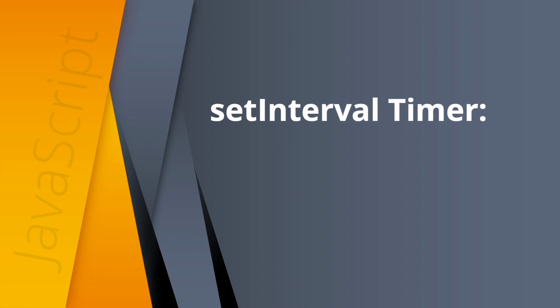Set interval timer. JavaScript timers come in two flavors: set interval and set timeout. We use set interval to execute code every so often, and a second one, for example, to use set timeout to delay execution of our code. Don't run the code until 5 seconds have passed. The timer we'll use is set interval.